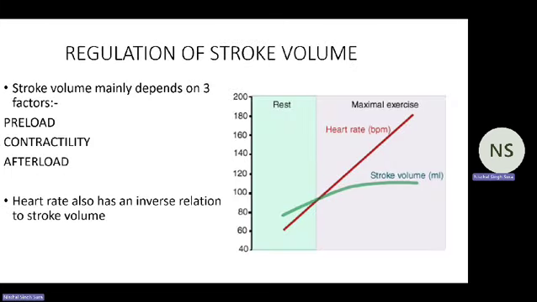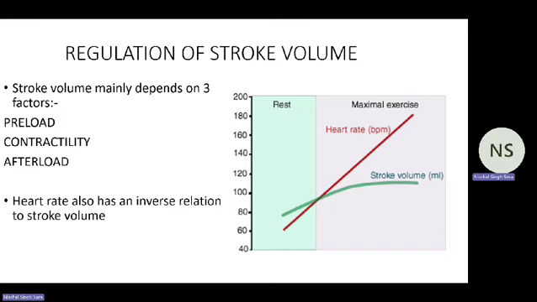Next is regulation of stroke volume. So stroke volume mainly depends on three factors: preload, contractility, and afterload, which I'll explain further. But we see that even heart rate also has a relation to stroke volume. And in the graph over here, you can see that with increasing heart rate, the stroke volume also increases, but only up to a certain level.